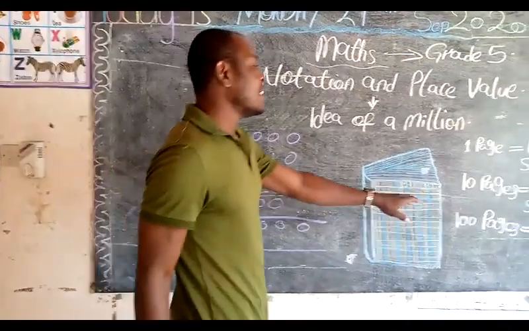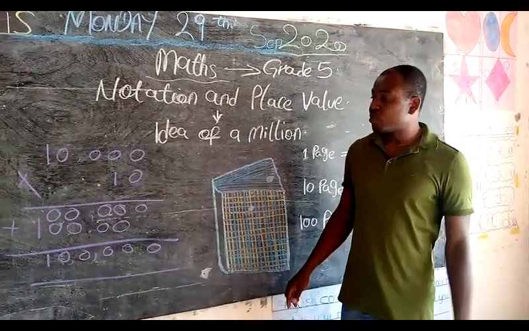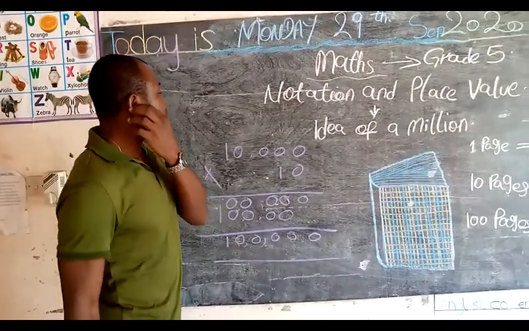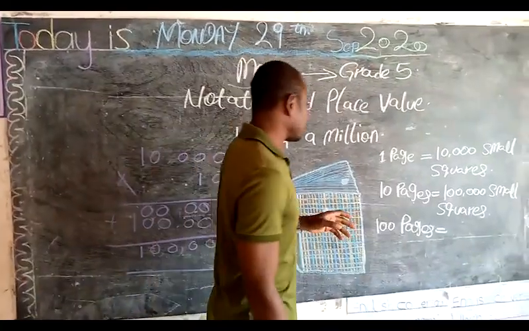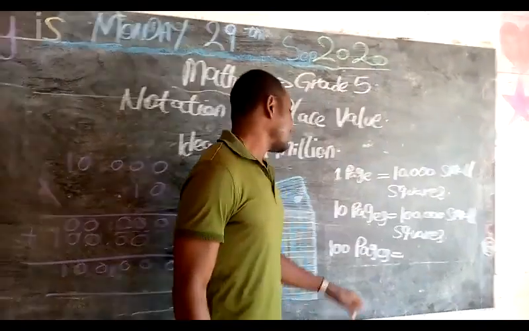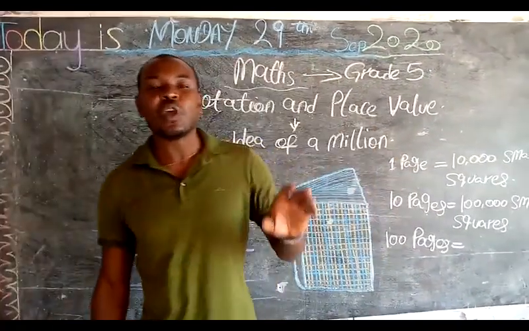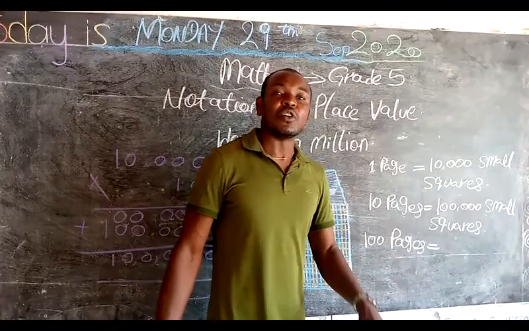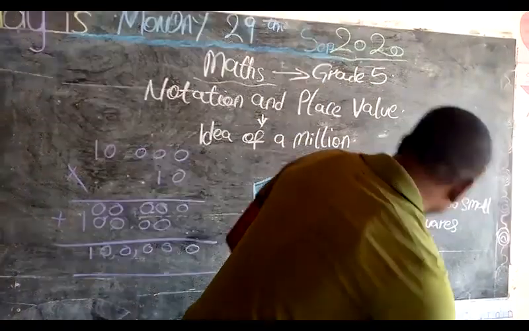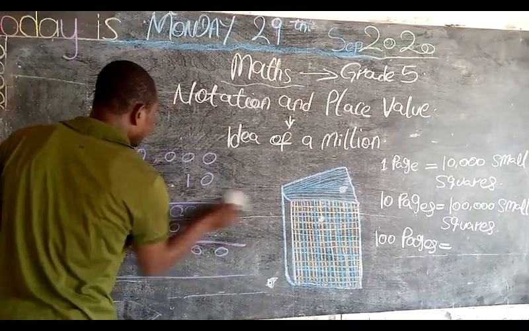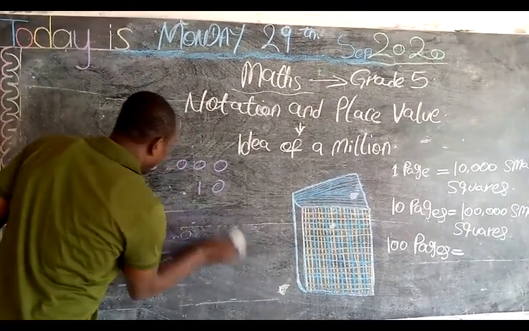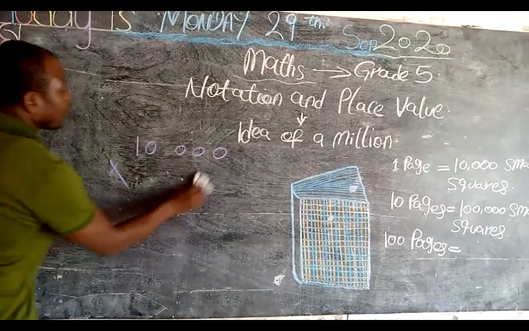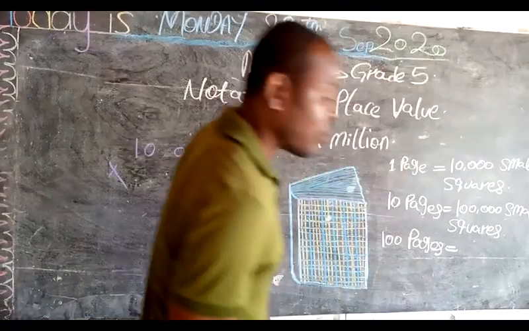So 10 pages is equal to what? 100,000 small squares. Now, if 10 pages is 100,000 small squares, then how many small squares will you have in 100 pages? Don't forget, one page has 10,000 small squares. Don't forget that.